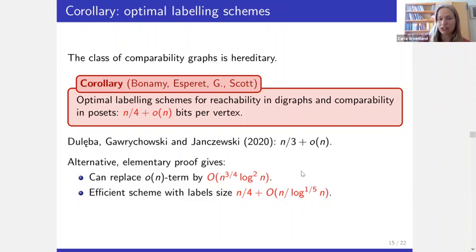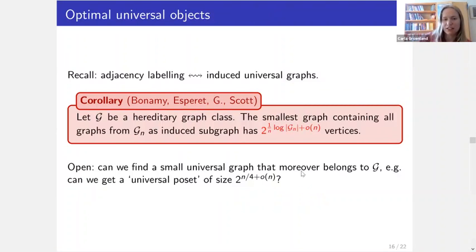Of course, another corollary of our main result is that we also get asymptotically optimal induced universal graphs. Just from the correspondence I stated before, we get this number of vertices. But one quite interesting open question here, I think, is that it would be interesting to also ensure that this induced universal graph is actually part of the hereditary graph class that we started out from.